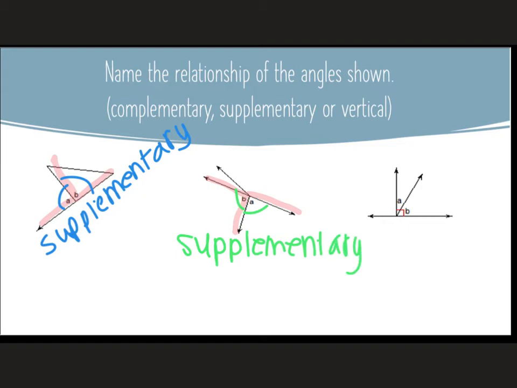Then last but not least, we have angle A right here and angle B right there. In the little corner, we see our box, which tells us this is a 90-degree angle. Two or more angles that create 90 degrees are complementary. So these should be complementary angles.